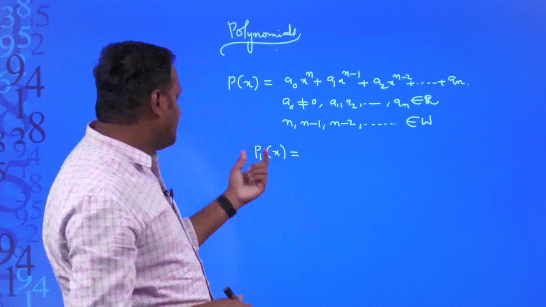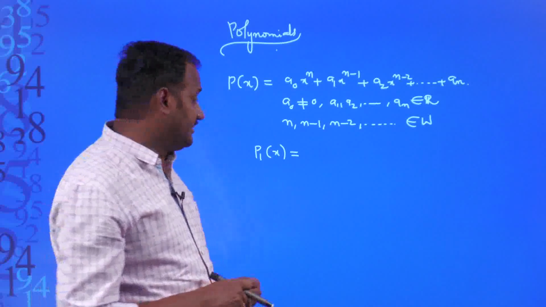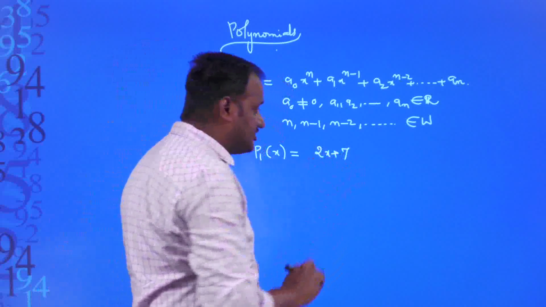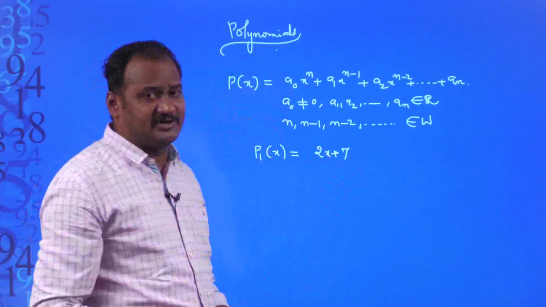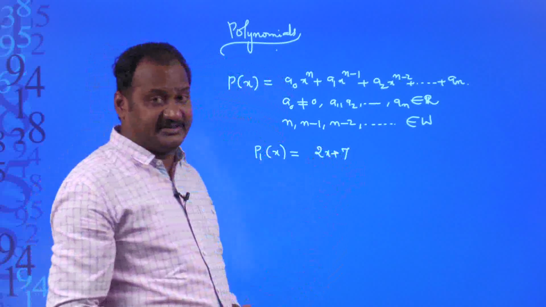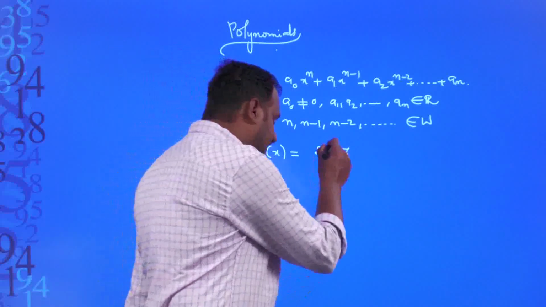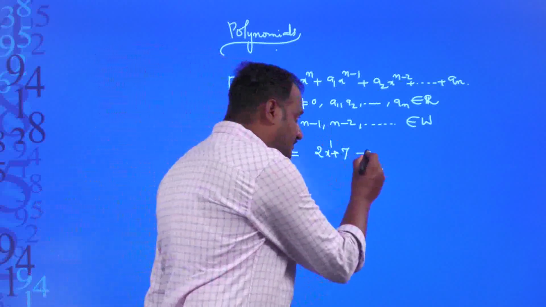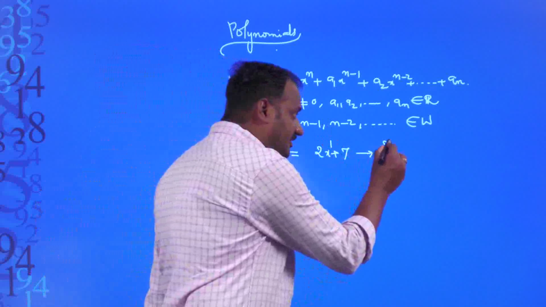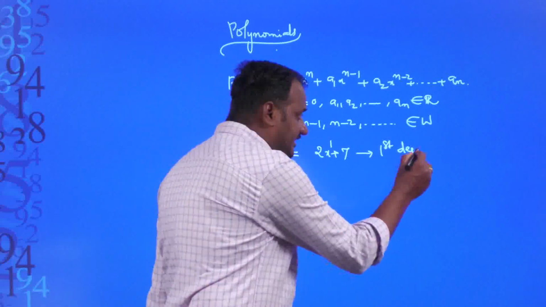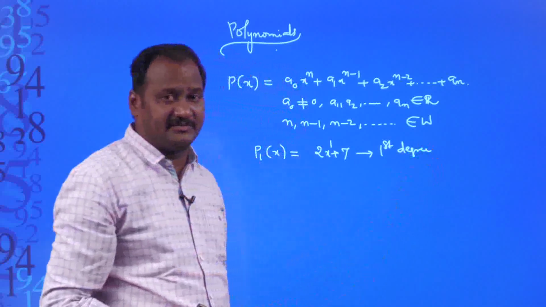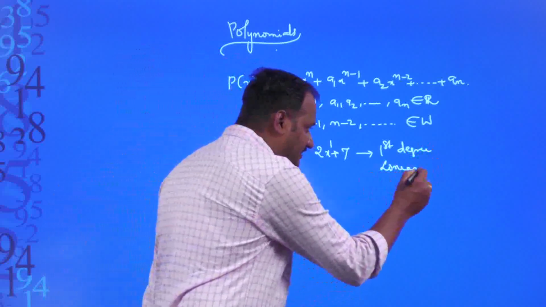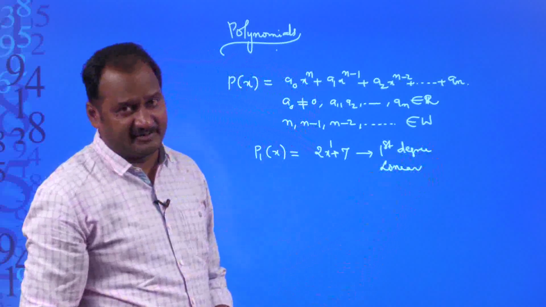Now, p1 of x, I am taking one polynomial, like 2x plus 7. So, this is one polynomial. What is the degree of this polynomial? The highest power is said to be the degree. There is only the x term and its power is equal to 1. That is why the degree of the polynomial is 1. Then it is said to be a first degree polynomial. Is there any other name for this first degree polynomial? Yes, it is said to be a linear polynomial. First degree polynomial or linear polynomial.